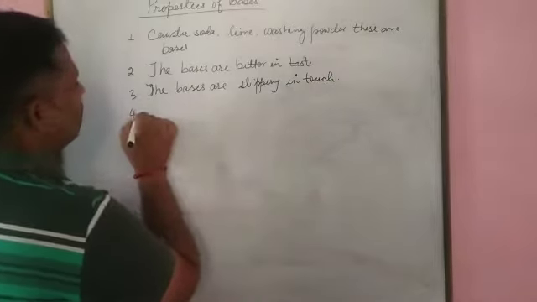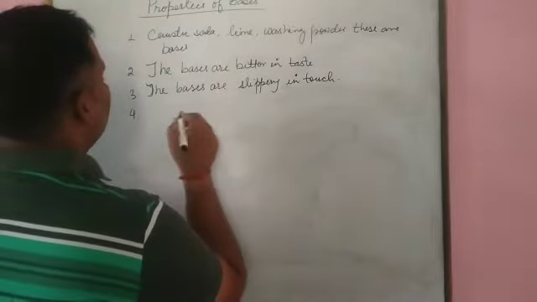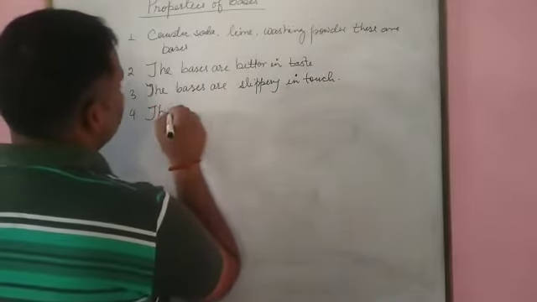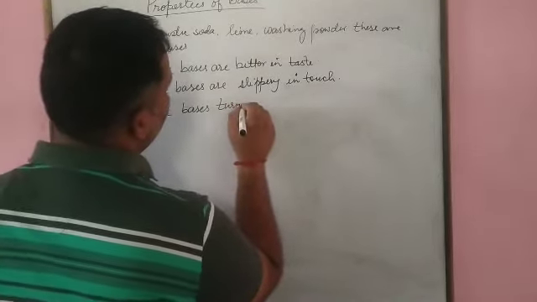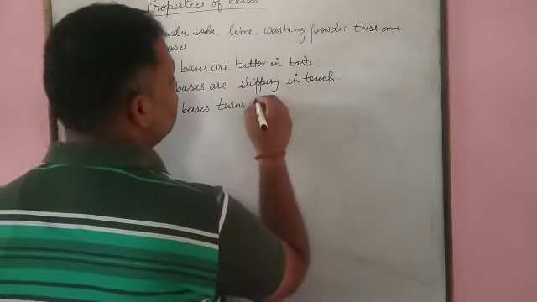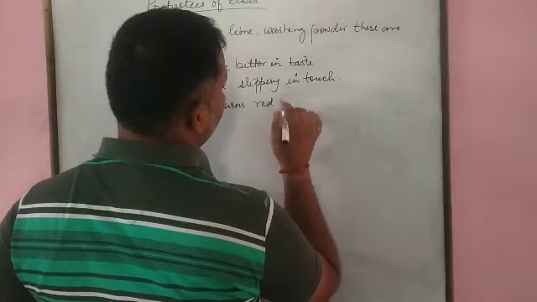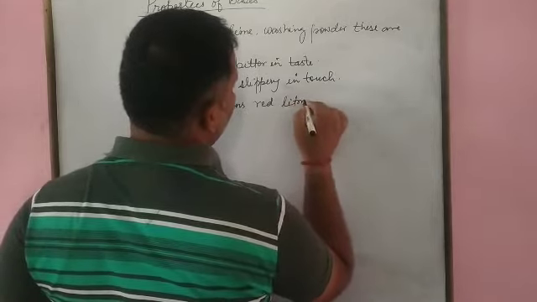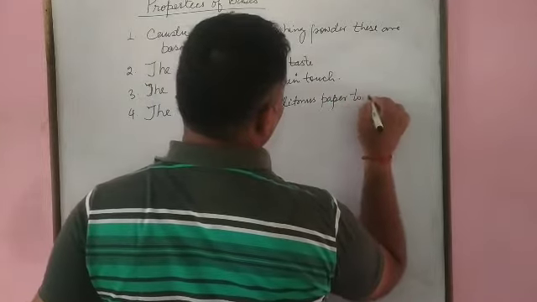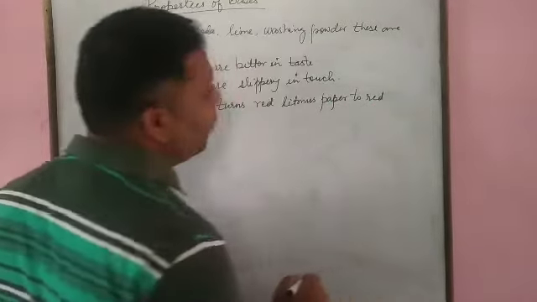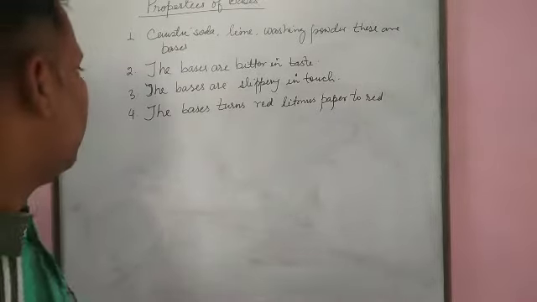The bases are slippery in touch. The bases turn red litmus paper to blue. But the acid turns blue litmus paper to red.